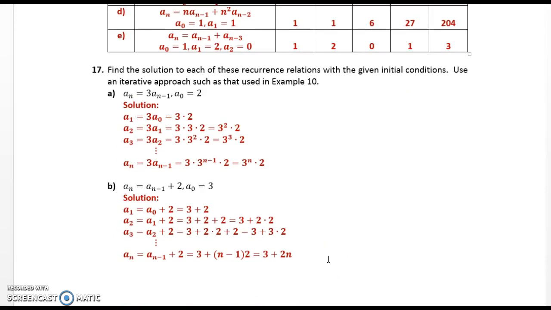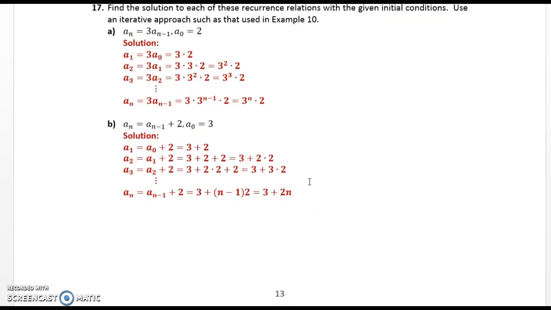17, find a solution to each of these recurrence relations with the given initial conditions. Use an iterative approach as used in example 10. A, a sub n is equal to 3 a sub n minus 1, a sub 0 is equal to 2. We see a sub 1 is equal to 3 times 2, a sub 2 is equal to 3 squared times 2, a sub 3 is equal to 3 cubed times 2, and we can deduce that a sub n is equal to 3 to the n times 2.